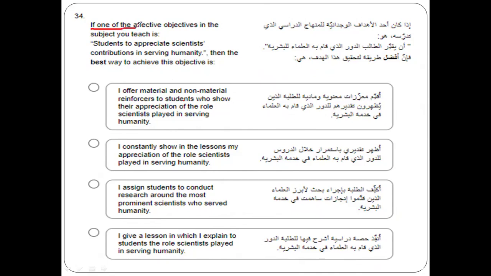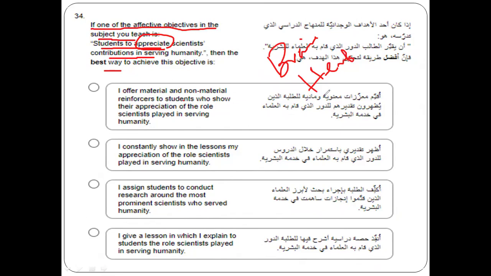If one of the affective objectives in the subject you teach is for students to appreciate scientists' contribution in serving humanity, then what is the best way to achieve the objective? As I said, there are three domains of Bloom's taxonomy. One is the cognitive, the other is the affective, and the third is the psychomotor. Now, the cognitive domain actually deals with the brain. The affective domain deals with the heart.